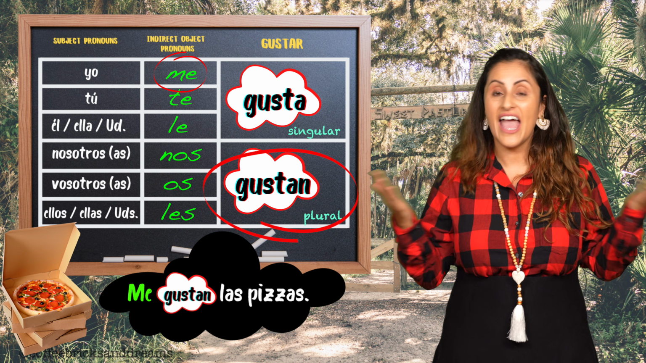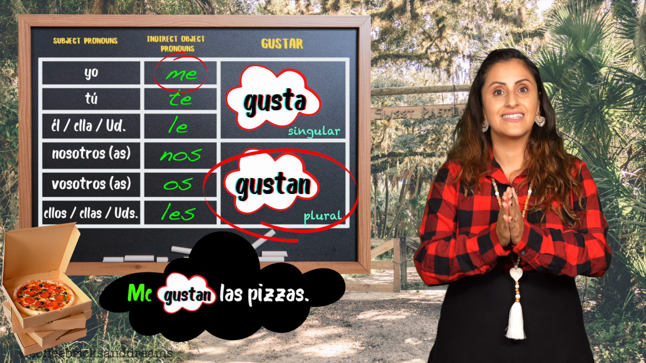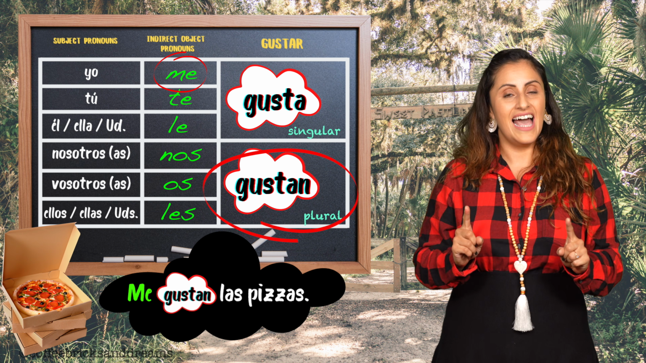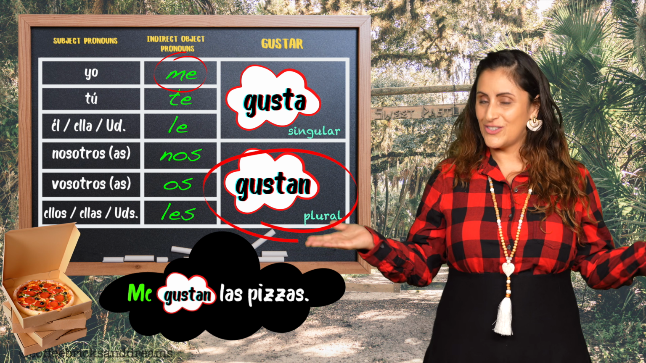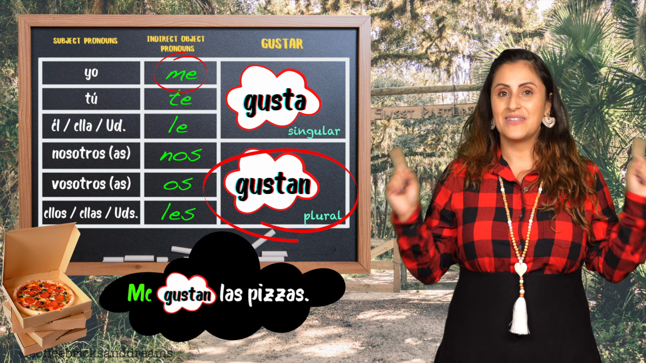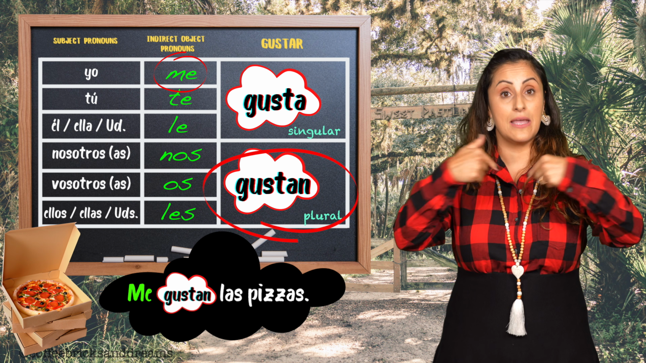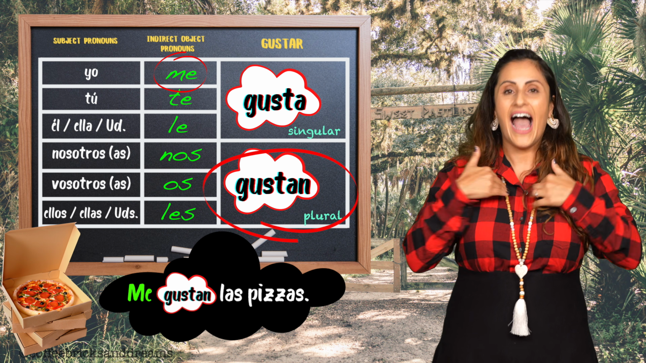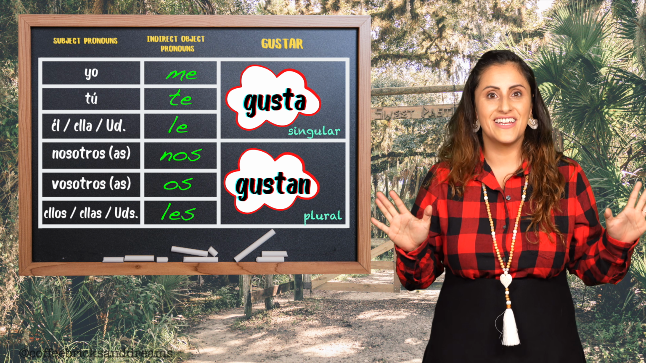Remember how I told you everything in Spanish kind of matches? Here's another example. Me gustan las pizzas. Those things are all plural. The only thing that didn't change was the me because those things are still pleasing to me, or I like pizzas. Let's do another example.